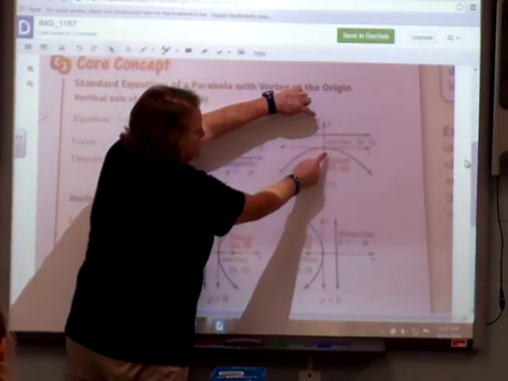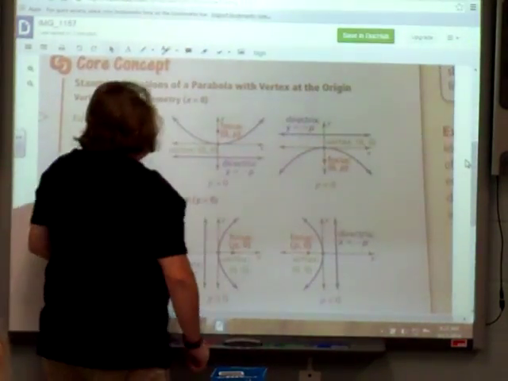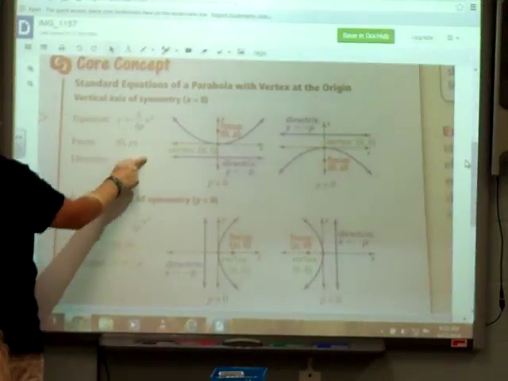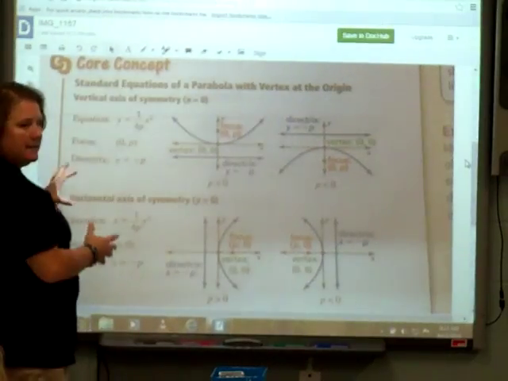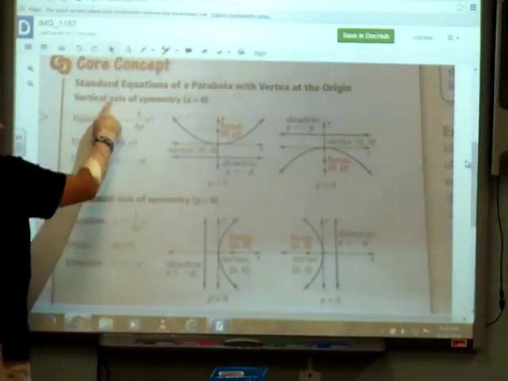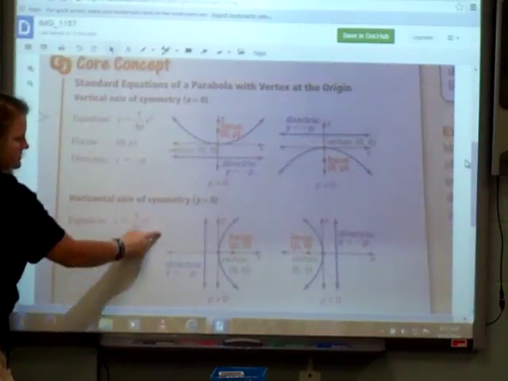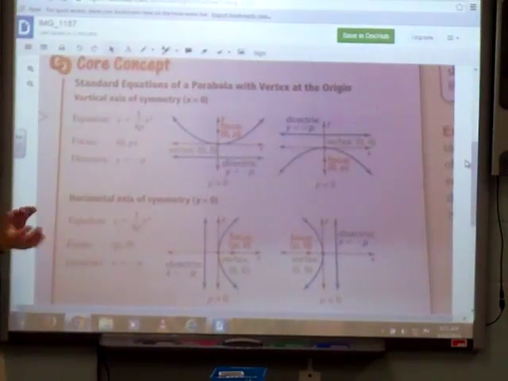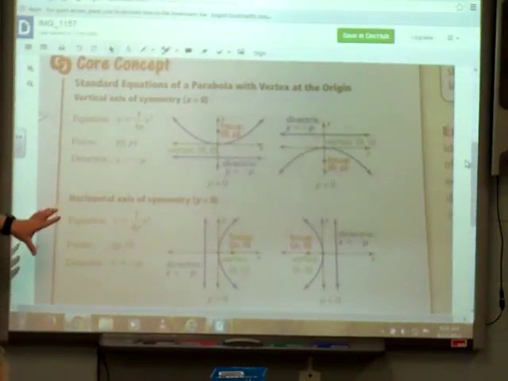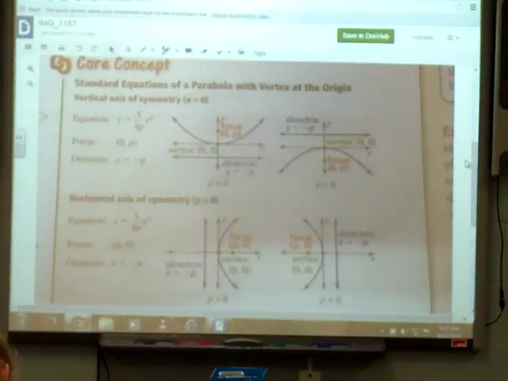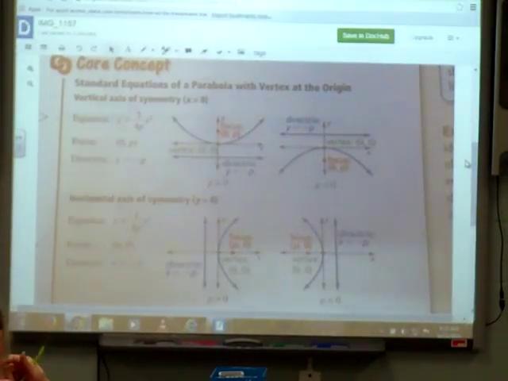So here is your focus, and the vertex is halfway between. On each of them, you need the pictures along with the equation, the focus and the directrix. This stuff is what we're going to zoom in on the most today. So copy. While you're copying it, I'm going to attempt to put that in your classroom, because that would be awesome. But you still got to copy in case I screw it up.